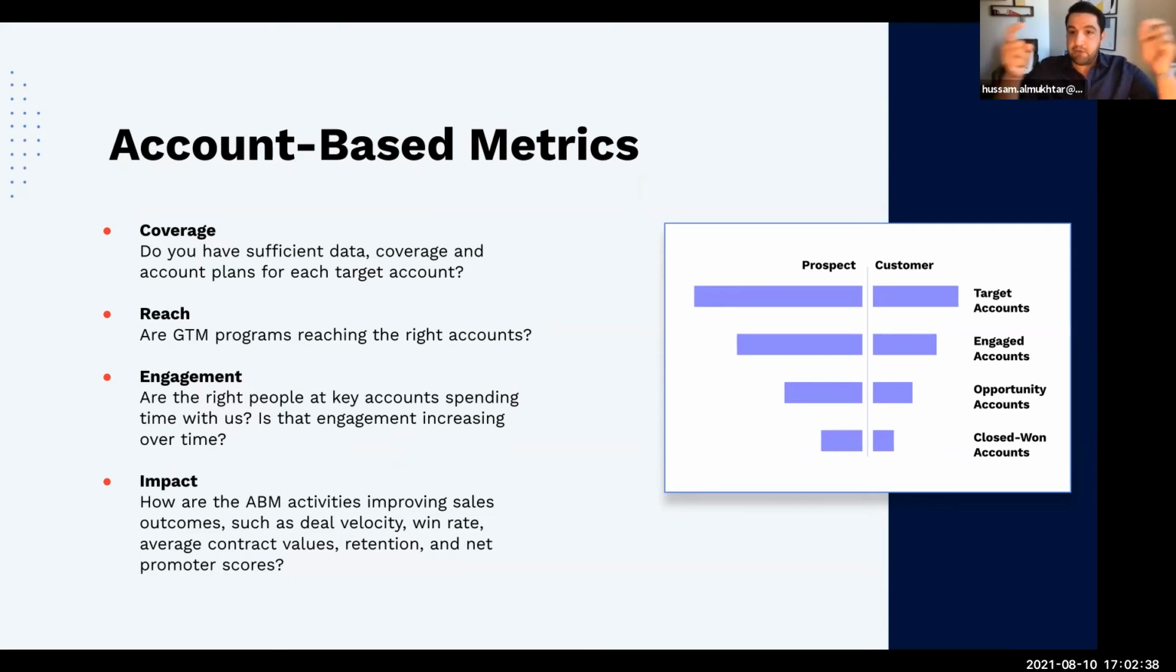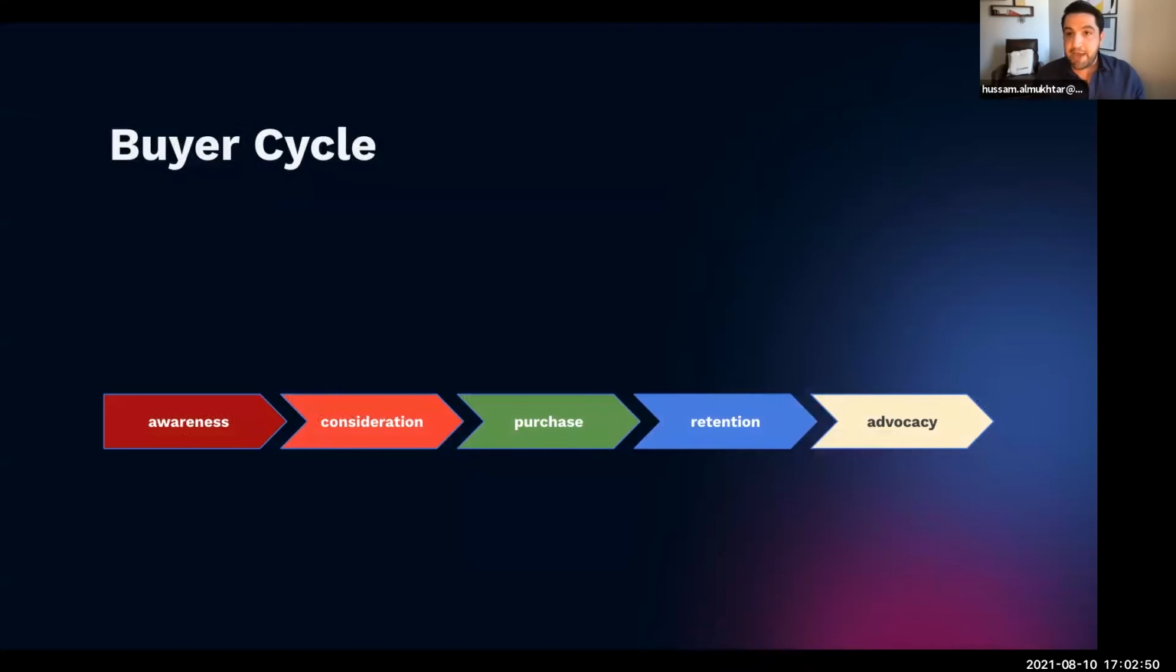And in order for us to achieve this kind of progression in the account movement from being just the targeted account to being engaged, opportunity, and closed won, we have been applying, as marketers, a number of different tactics across the buyer cycle, which leads me to the buyer cycle, which really hasn't changed. Even though the buyer behavior has changed, we still operate as marketers in the concept that we need to make people aware of my brand and of the fact that they have a problem needing solving.